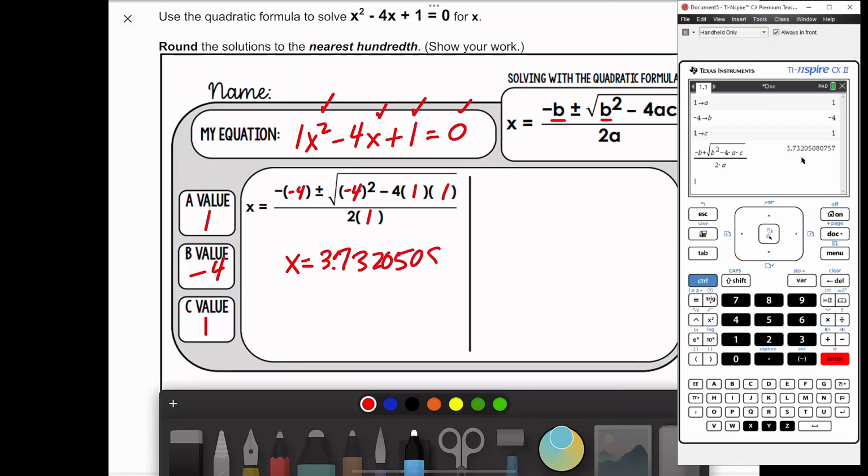It tells us that our answer is x equals 3.73250. That's enough, because rounding, we know we've got to let some of this go anyway. So here's our second one.